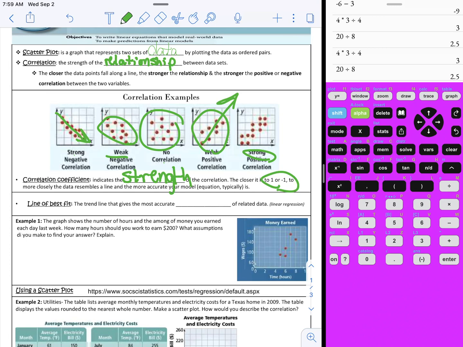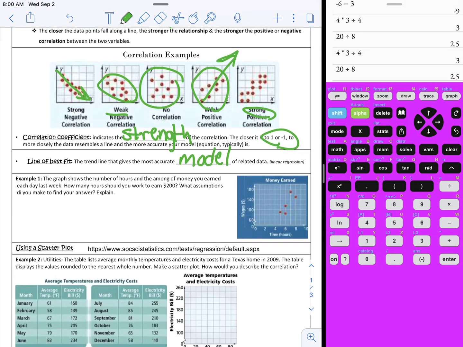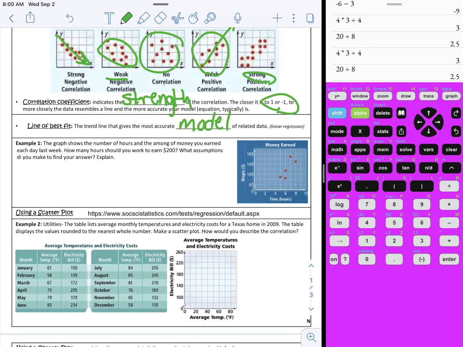All right, so the line of best fit by definition is the trend line, and it gives the most accurate model, which is linear regression. So it's the actual line that you draw that goes through all your points as best as possible. Let's take a look at example 1.